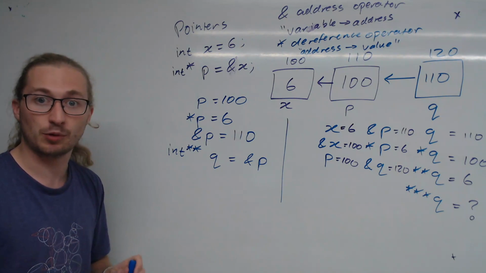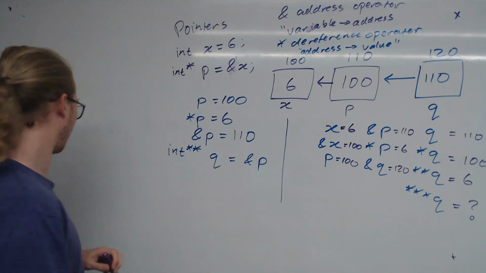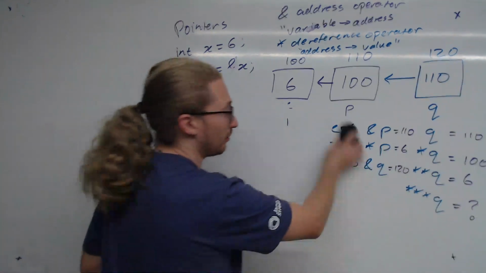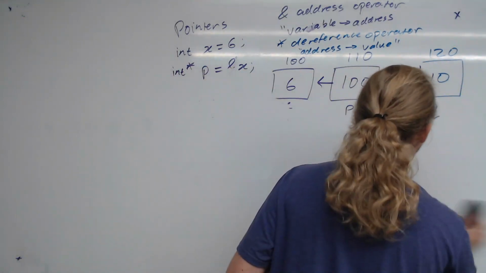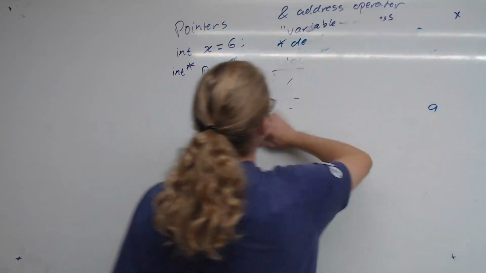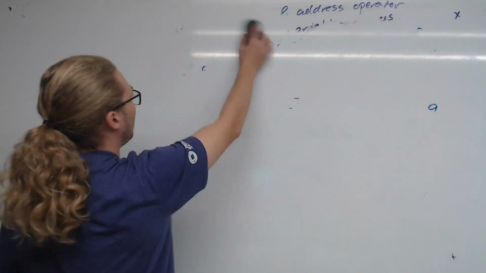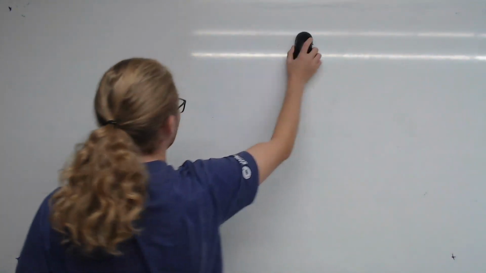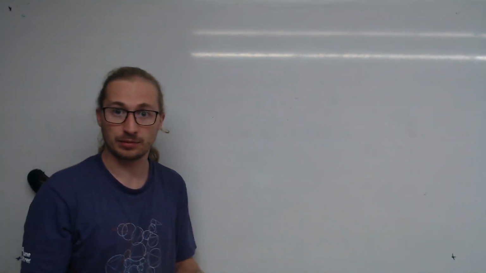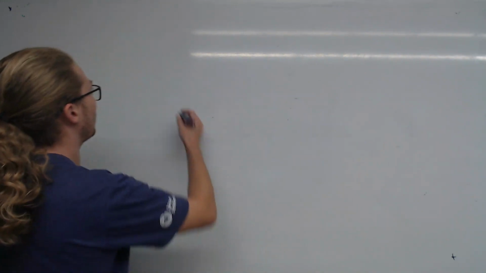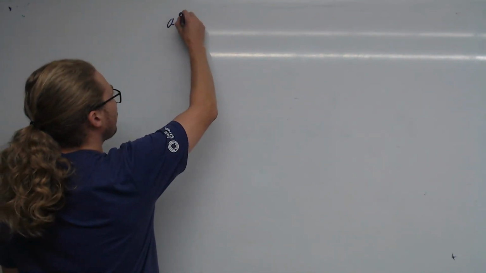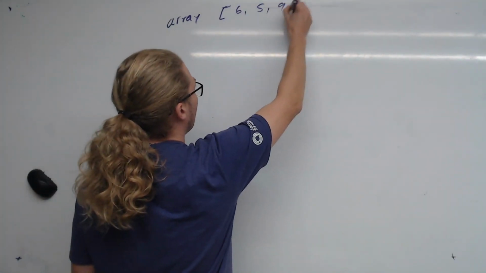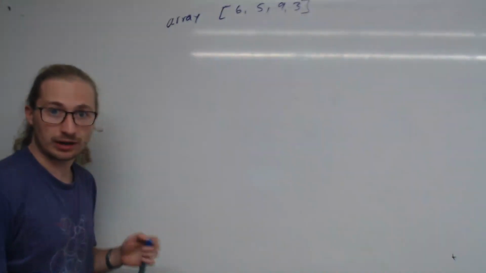Let's now look at an example where we can practically use pointers to do something. So in C, much like in assembly, an array is just a contiguous block of memory. When I say contiguous, I mean all of the elements are sort of right next to each other. So I'll write an example in assembly, and then I'll write a similar example in C so you can see the difference. So suppose we've got an array, and I want to store the numbers 6, 5, 9, 3. What would this look like in assembly?